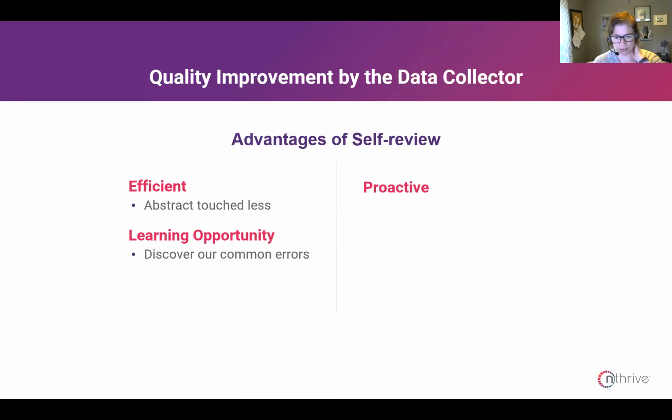What we mean is work through an abstract and then set it aside to gain some perspective. The next day or later in the day, we can revisit our completed abstracts and make corrections to common small errors. Self-review is also a learning opportunity. We can pinpoint common errors and prevent them from happening in the future. Self-review also allows us to be more proactive. Once we look at the quality of our own data, we can answer these questions ourselves.